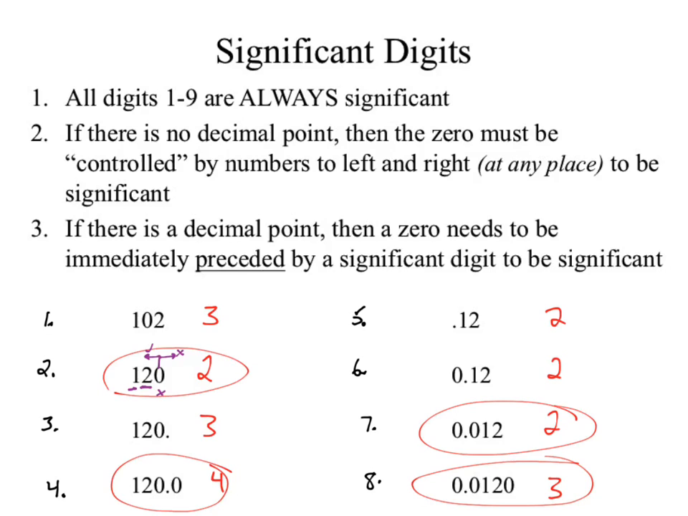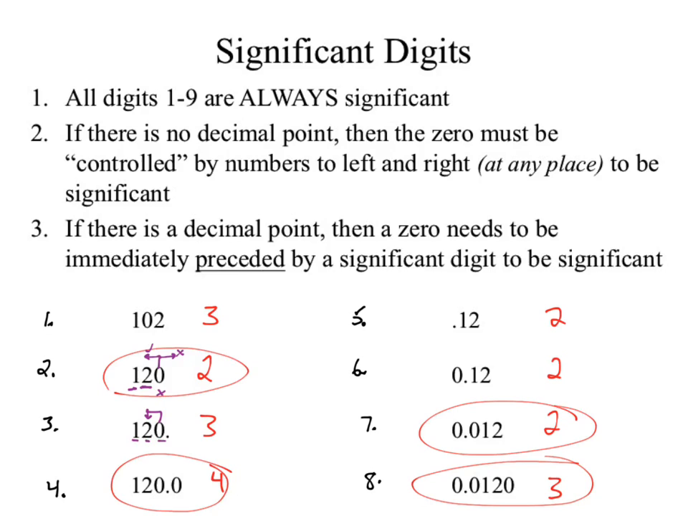Why does question 3 all of a sudden jump up to 3 then? I do have a decimal point, which means the rule changes. If there is a decimal point, all I need is a significant digit in front of it. What was the 2? Significant digit. So that 0 now becomes significant. Make sense?